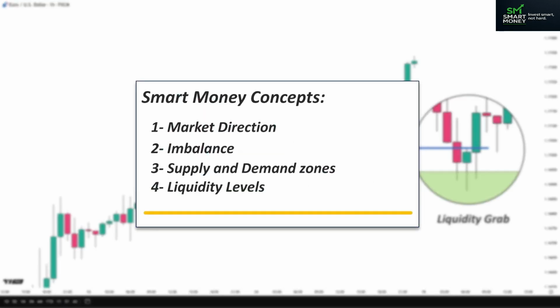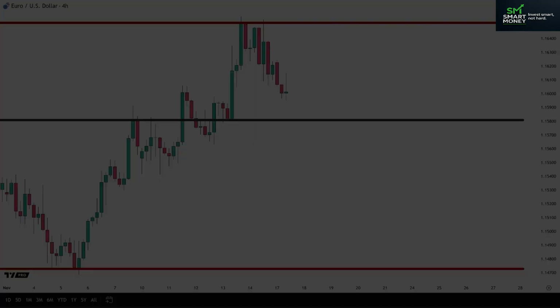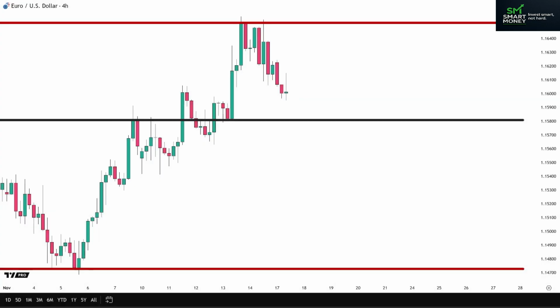Now that we have explained the basic smart money concepts and how to apply them on the chart, let's return to the 4-hour example on the euro-dollar pair. On the 4-hour chart, we can see a clear uptrend. We can mark the breakouts and also the swing points like this.